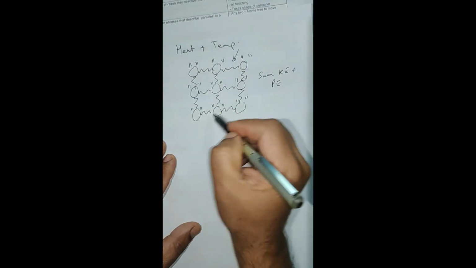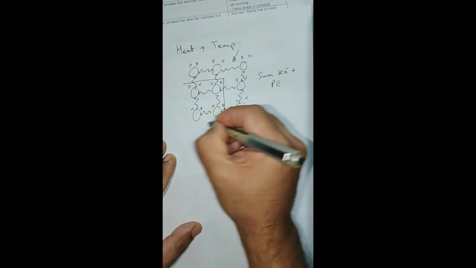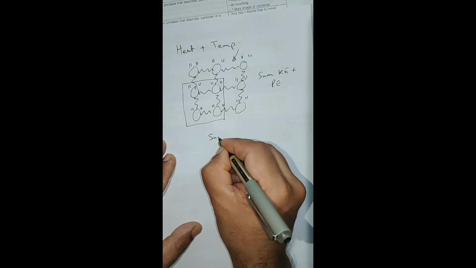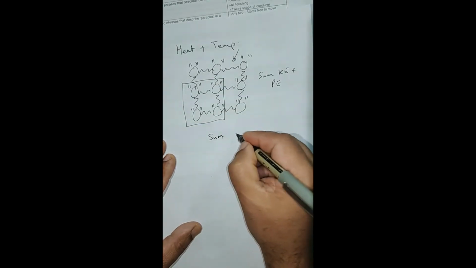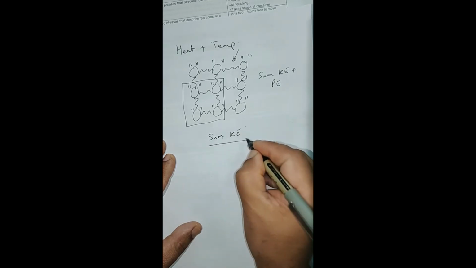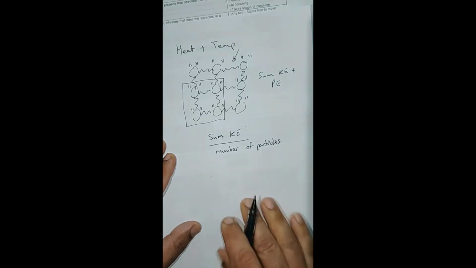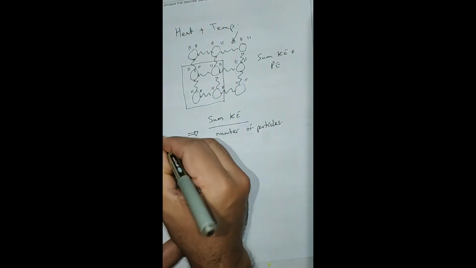Whereas temperature is the average movement. So if we take these four particles and they're moving, you sum up the kinetic energy of these particles, and then you divide by the number of particles, so it becomes an average. So this is an average, and this is a sum. So this is the total energy, and this is just an average.